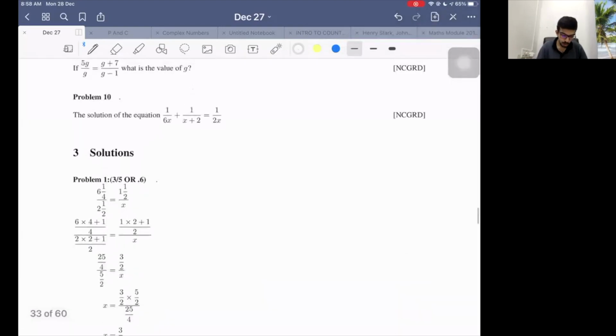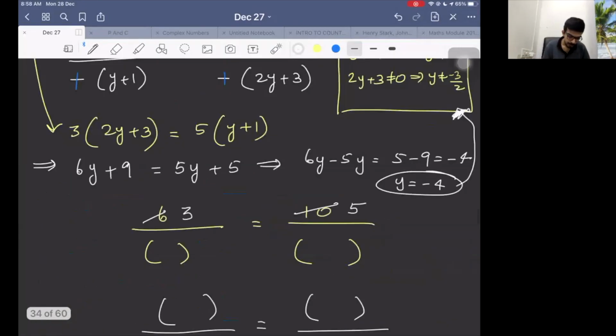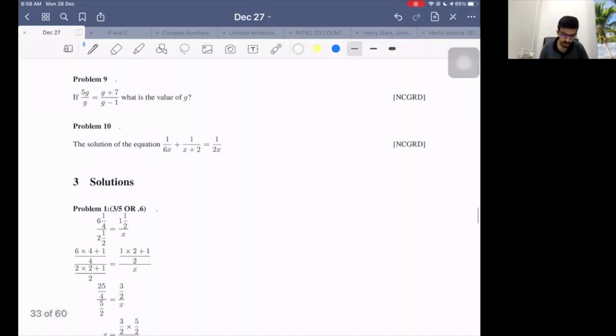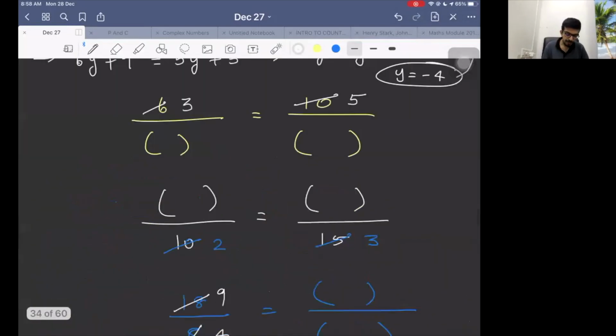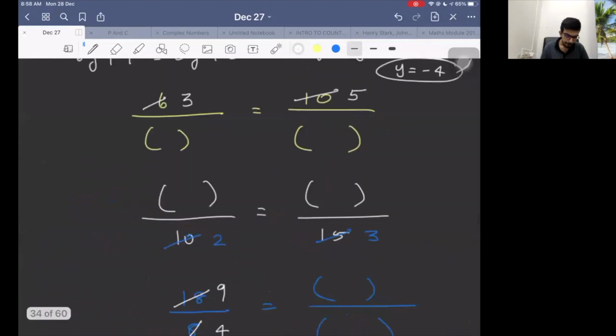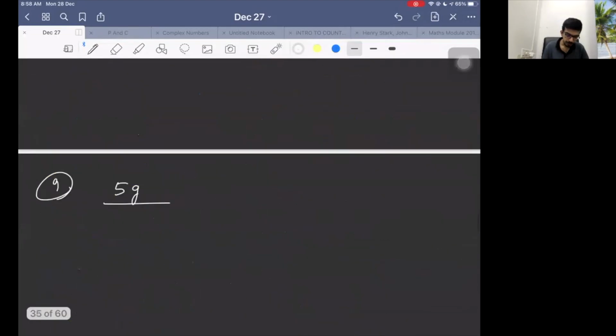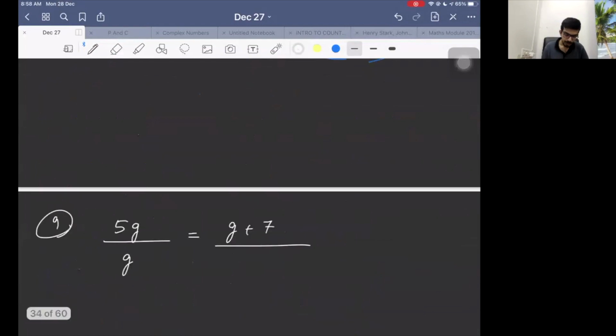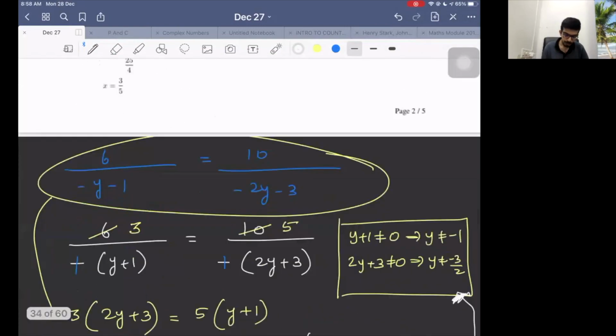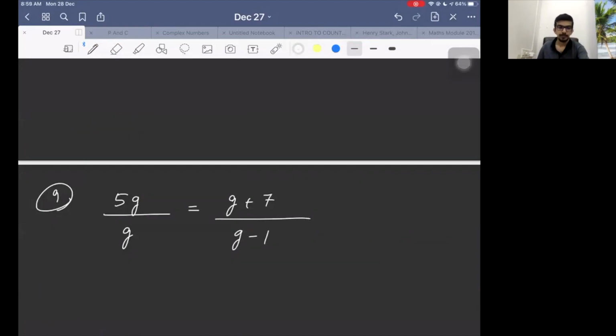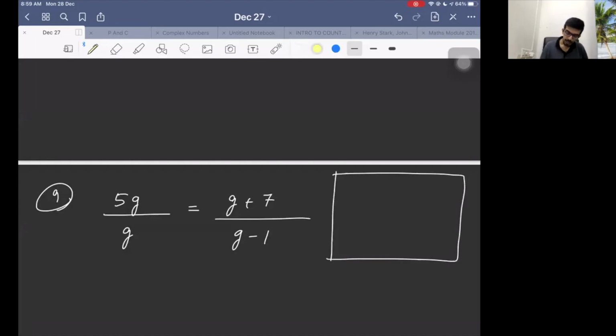Now let's move on to question number 9. We'll just quickly solve this and then wind up. We have 5g over g is equal to g plus 7 divided by g minus 1. Again, in the first step, you just note that there are two terms in the denominator, and you just note that g cannot be 0 and g cannot be 1. Right?